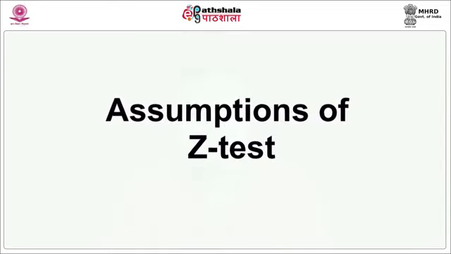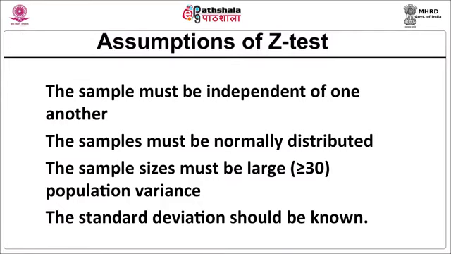Assumptions of Z-test. There are some basic assumptions of Z-test as well. The samples must be independent of one another. The samples must be normally distributed. The sample sizes must be larger than or equal to 30. Population variance and the standard deviation should be known.